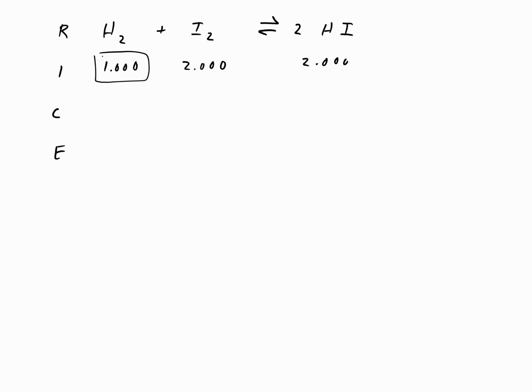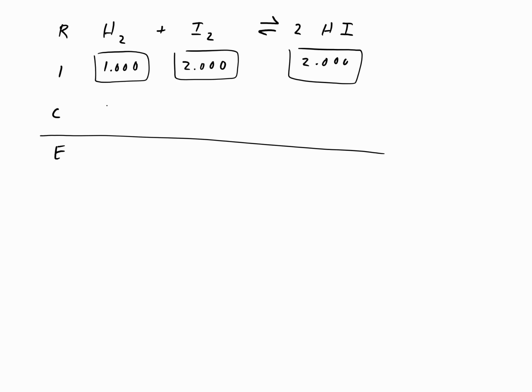Let's do this problem. So H2 plus I2, and we have 2HI here. So there's my reaction, my initial amounts, my equilibrium amounts. My initial amounts are 1.00, 2.00, and 2.00. Again, keeping with the theme, these are boxes, and we've got to figure out what these boxes are.